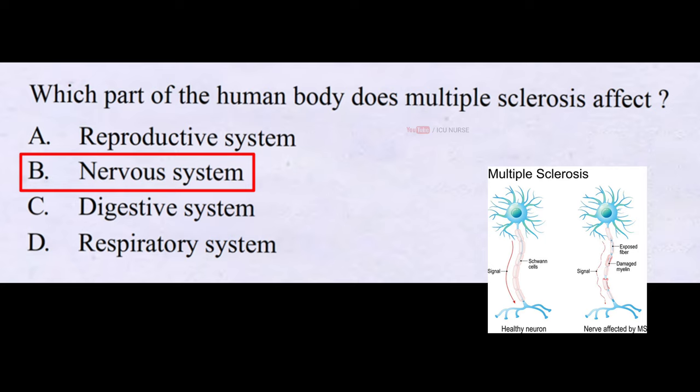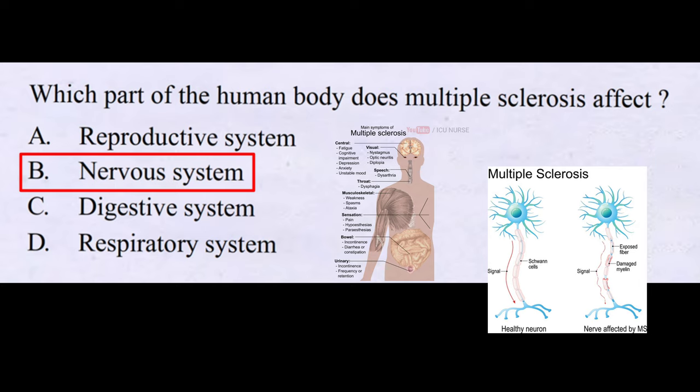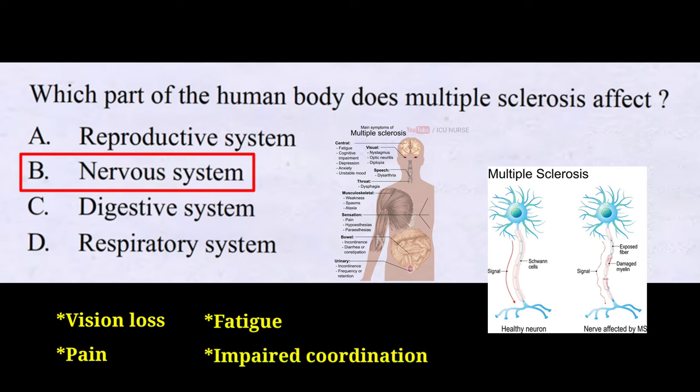Multiple sclerosis is a disabling disease of the central nervous system, particularly the brain and spinal cord. It is a disease in which the myelin sheaths are destroyed. Multiple sclerosis causes many different symptoms, including vision loss, pain, fatigue, and impaired coordination. The symptoms' severity and duration can vary from person to person. Some people may be symptom-free for most of their lives, while others can have severe chronic symptoms that never go away.